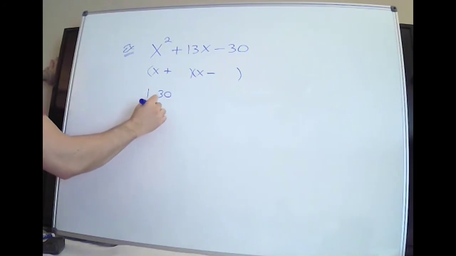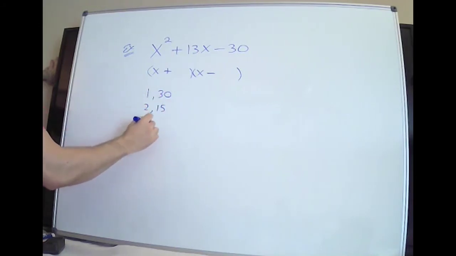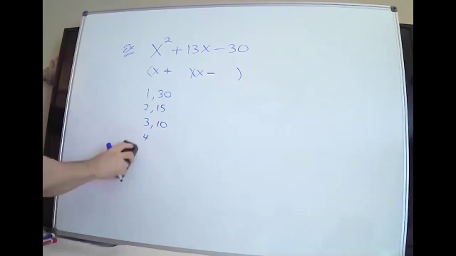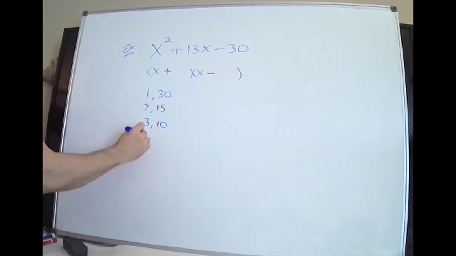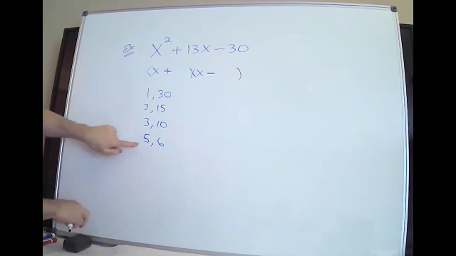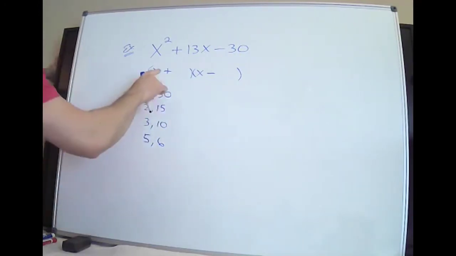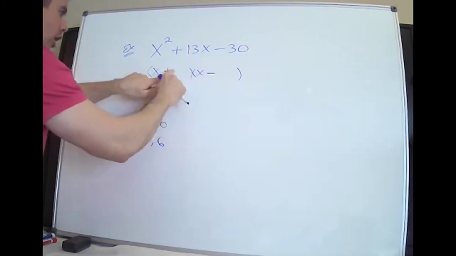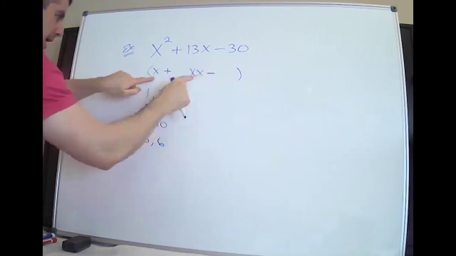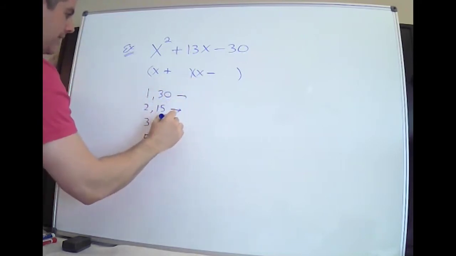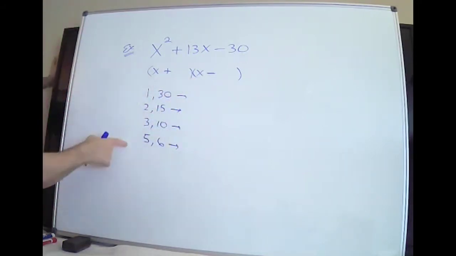So 30 is divisible by 2. 30 is divisible by 3. 30 is not divisible by 4, so 4 is out. 30 is divisible by 5, and 6 I already have. As soon as you get a repeat, you know that you have them all. So now, signs are different. Look, different. One of them is plus, one of them is minus. So what I'm going to do with these pairs is subtract them. The signs are different, so I must subtract.